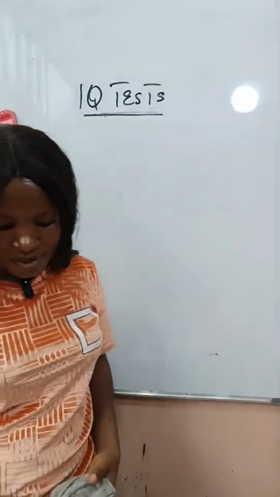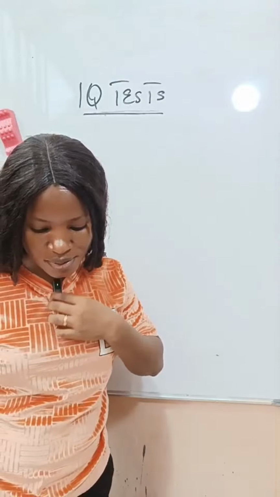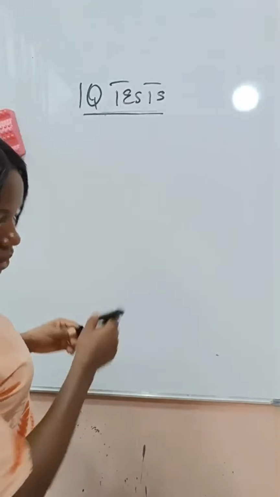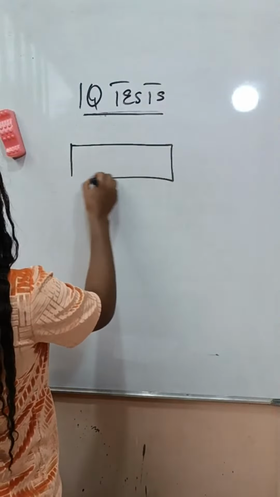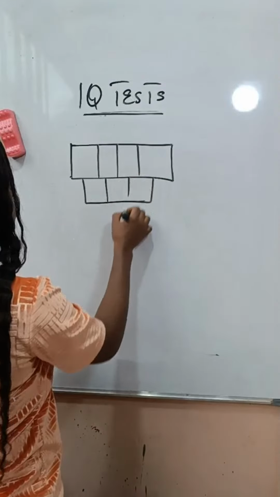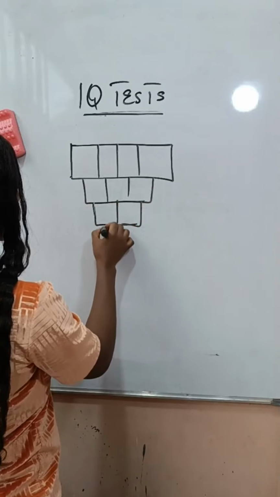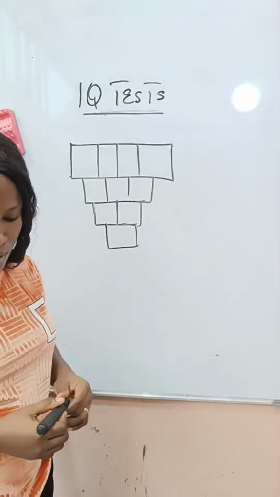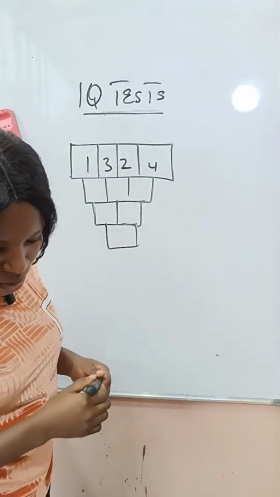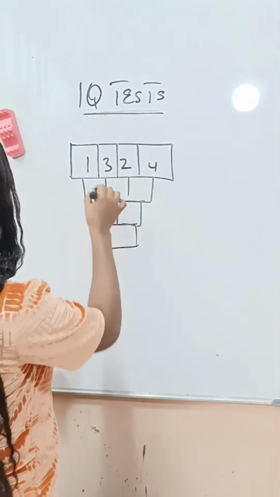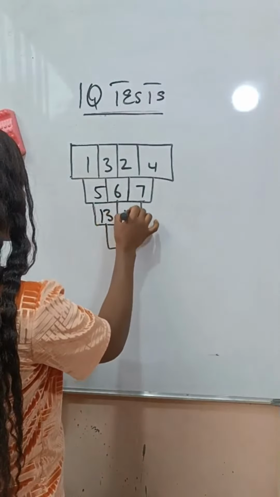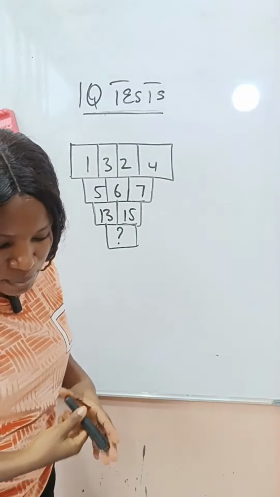Okay. Now, let's go. Another question. We have this: 1, 2, 3, 4. 1, 2, 3. 1, 2, and 1. Now, these are the numbers in it. We have 1, 3, 2, 4. We have 5, 6, 7. And we have 13, 15. And the question says, find the missing number.